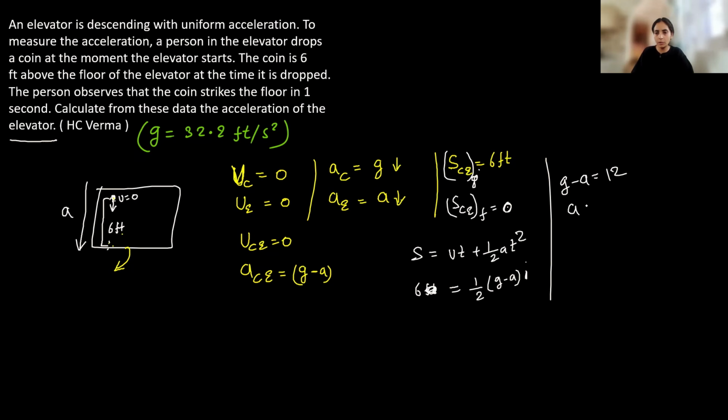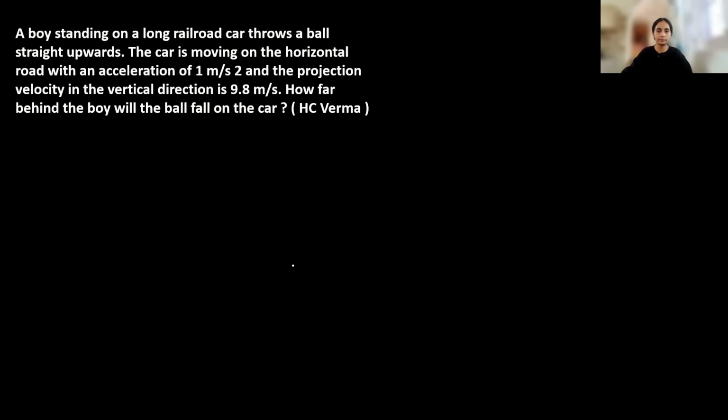So a is equal to how much? That is your g minus 12. So g का value feet per second square में क्या होता है? 32.2. So this is minus 12. So this will be 20.2 feet per second square. So this is going to be your answer. Okay. So question easy है. You just need to use the relative concept.